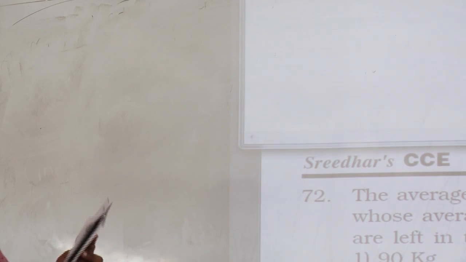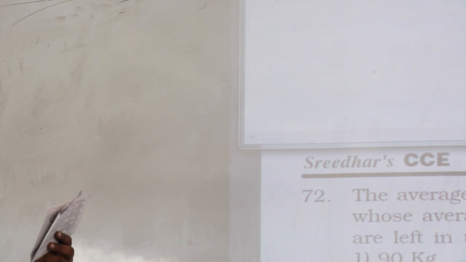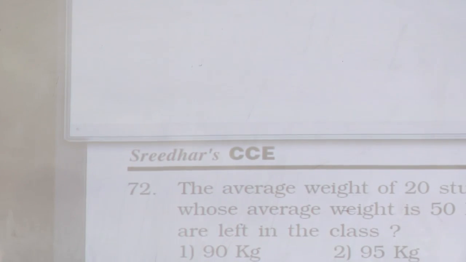The average weight of 20 students of a class is 80. 5 of them leave the class, whose average weight is 50. What is the average weight of the 15 students who are left in the class?